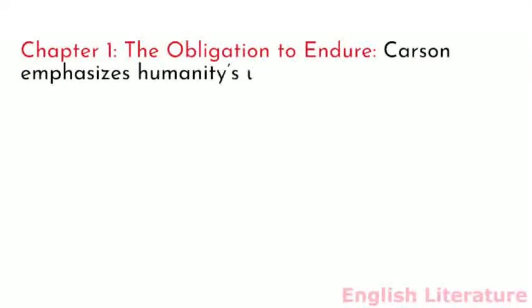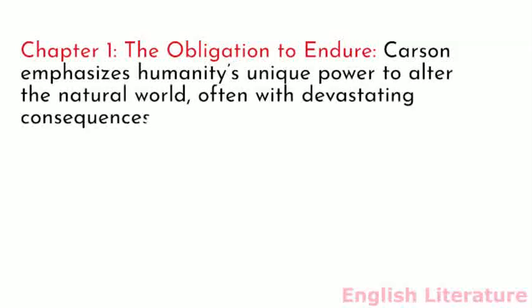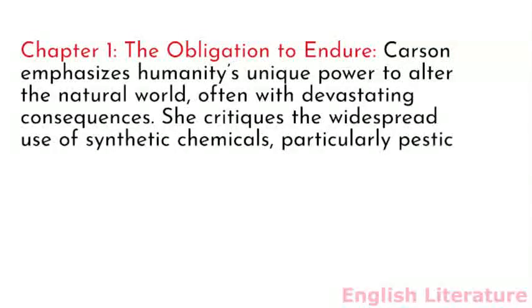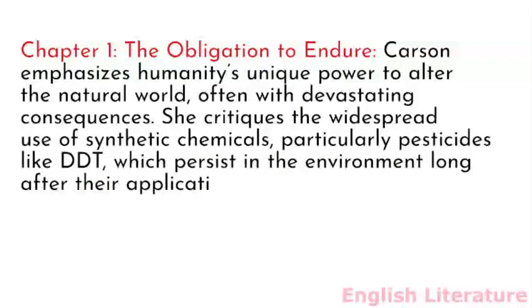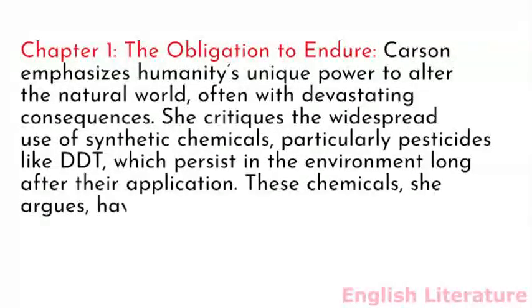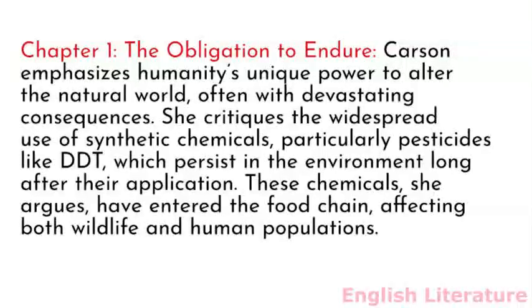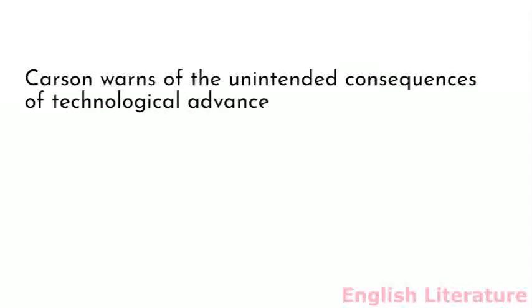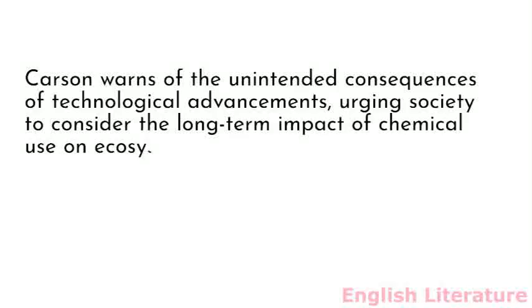Carson emphasizes humanity's unique power to alter the natural world, often with devastating consequences. She critiques the widespread use of synthetic chemicals, particularly pesticides like DDT, which persist in the environment long after their application. These chemicals, she argues, have entered the food chain, affecting both wildlife and human populations. Carson warns of the unintended consequences of technological advancements, urging society to consider the long-term impact of chemical use on ecosystems and future generations. Chapter 2.